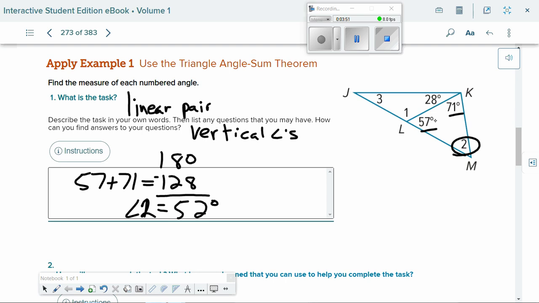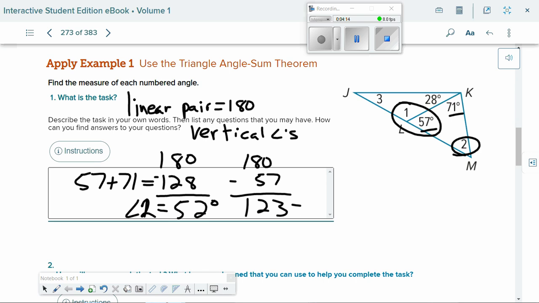If I look here at angle 1, well, angle 1 and 57 make a linear pair. Remember, a linear pair is 180, like we just said. So I take that 180 degrees for the line and subtract 57 from it, and I get 123 for angle 1. So we're using what a triangle equals, and we knew that a line equals 180. We're just taking stuff and mashing it together.